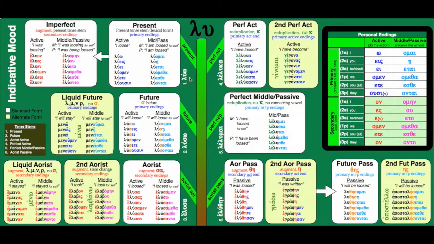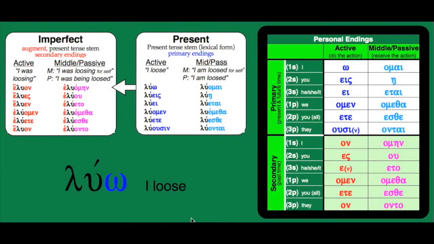But let's attach some personal endings. Here's what we're going to do. We're going to take this personal endings chart and attach these endings onto luo. You can see we'll make some present tense verbs, and we will make some imperfect tense verbs. So here it is, our first verb, luo. Luo means I loose. Remember, the stem of this verb is lu, and when we attach this omega onto the end, it becomes I loose.